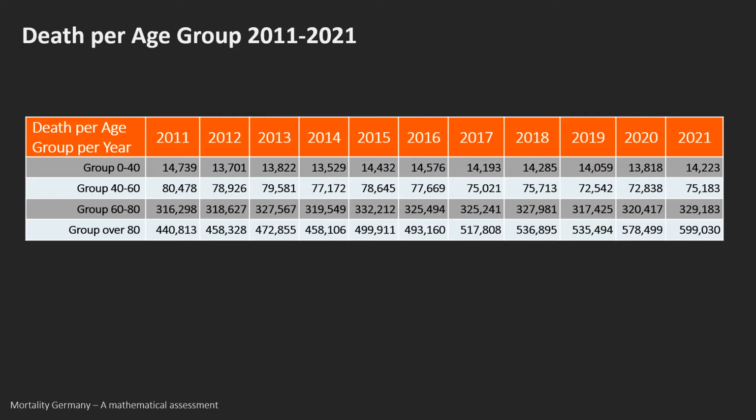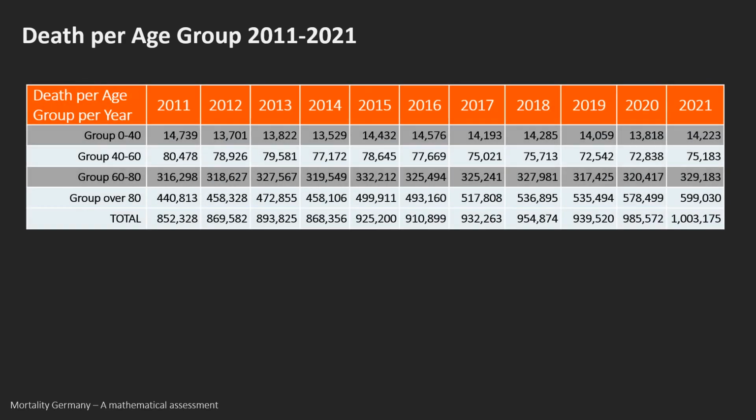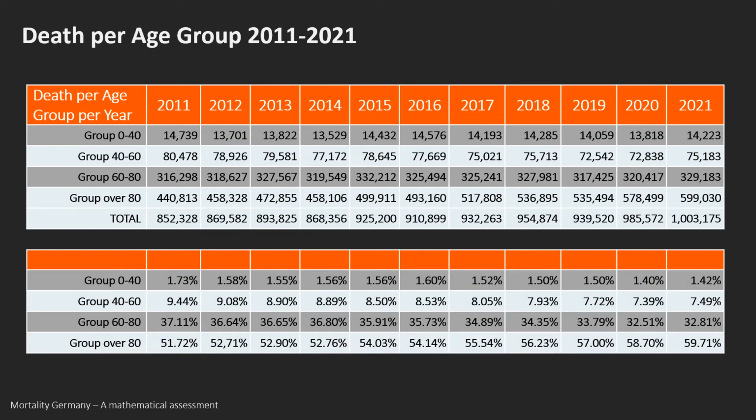That's quite interesting. Now I want to know, what is that percentage of total deaths per age group? I made the same calculation with the numbers given. As you can see, group 0 to 40 is only 1.42% of total deaths occurring in that age group. The 40 to 60 is only 7.49, and as you can see, even if the numbers stay the same, the percentage-wise on the total deaths is going down.